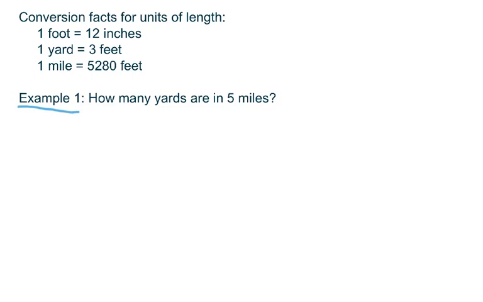In order to do a conversion of units, what you need to have is a small table somewhere of conversion facts that have to do with length. And so I found some and wrote them down right here. 1 foot is 12 inches, 1 yard is 3 feet, 1 mile is 5,280 feet.